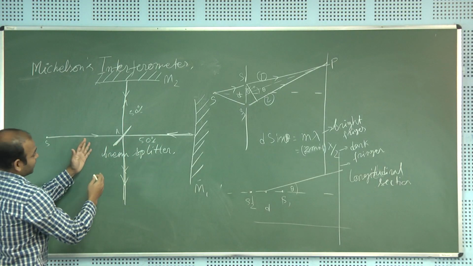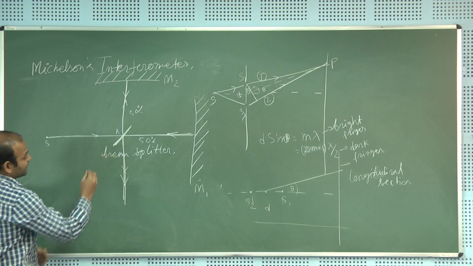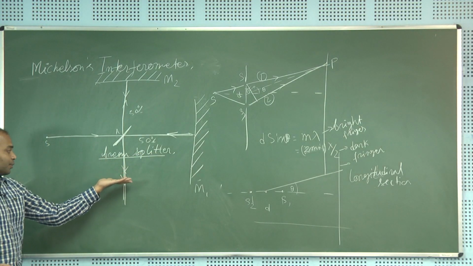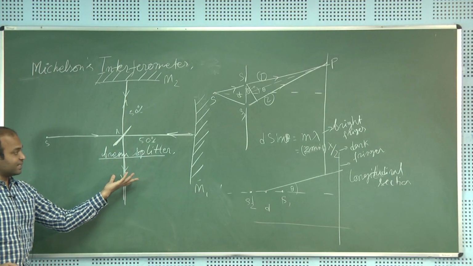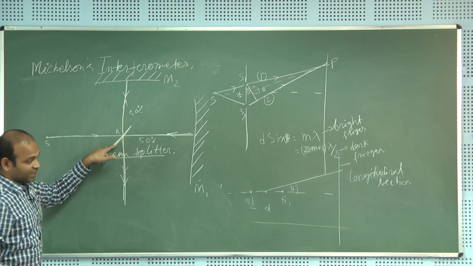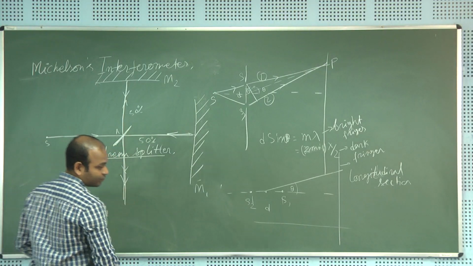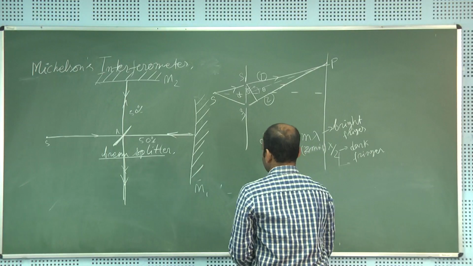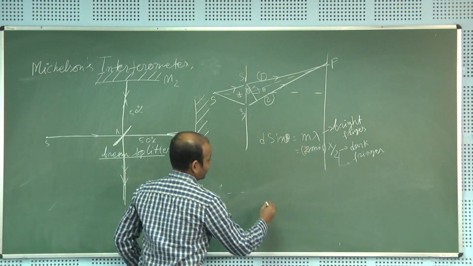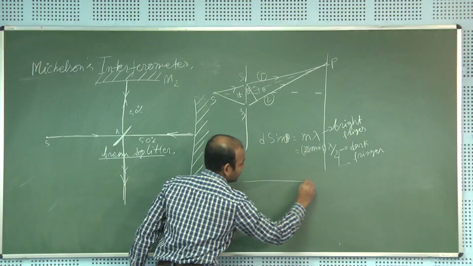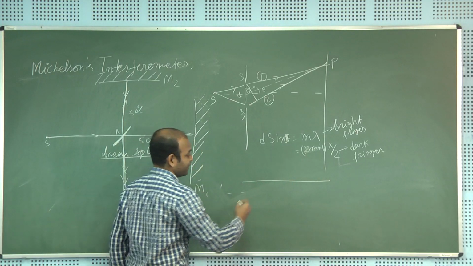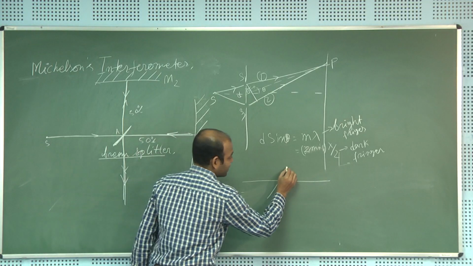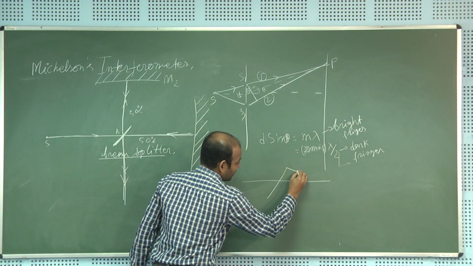So, let me now briefly discuss what this beam splitter actually is. Before we go to what happens in this interference experiment, let me briefly describe what the beam splitter is. There could be many different varieties of beam splitters available, but we can think about one kind of beam splitter.